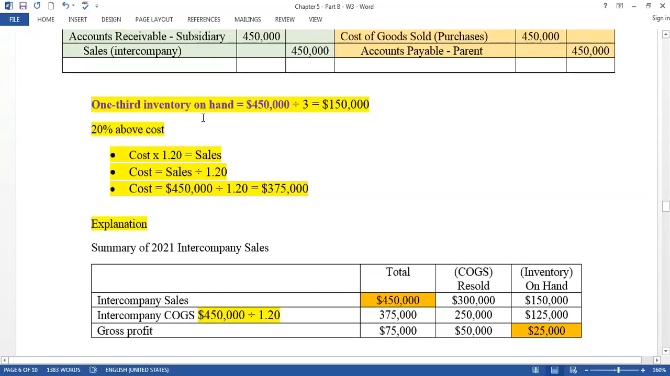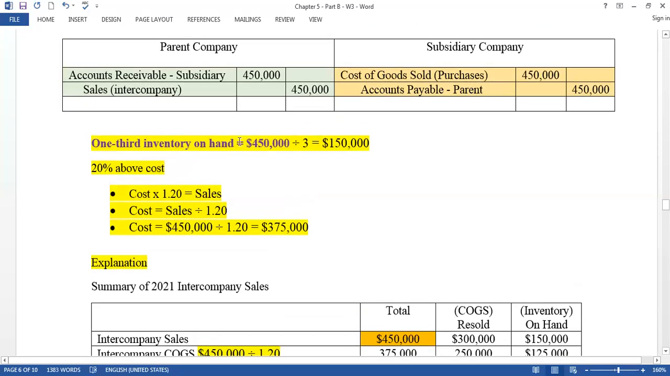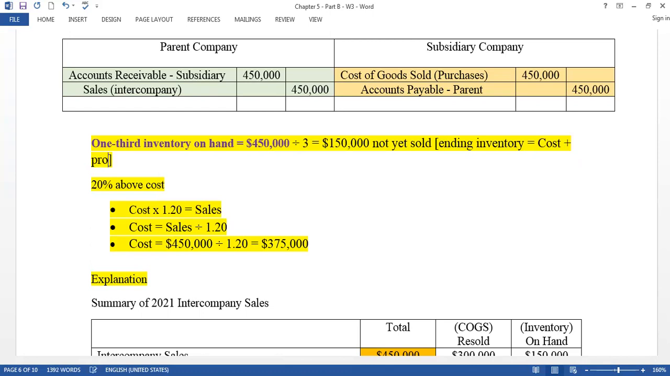The question said that 1/3 of inventory is on hand. So I sell to you $450,000, and 1/3 is not yet sold. Not yet sold means it is ending inventory. And this ending inventory, you know, equals cost plus profit. Right? This inventory includes some cost and profit.